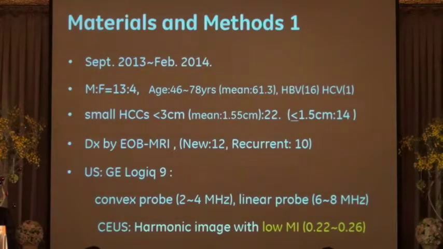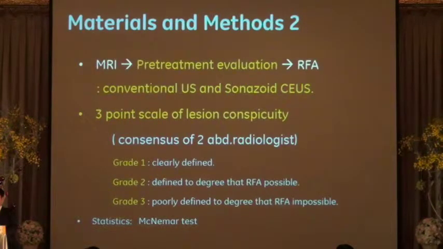Our study population consists of 17 patients who had 22 small HCC less than 3 cm and had pre-treatment evaluation including conventional and Sonazoid CEUS. Among them, 14 HCC were 1.5 cm or less. All tumors were diagnosed by EOB MRI. We used the GE Logiq 9 machine with a convex and linear probe. Pre-treatment evaluation was performed with conventional US first and Sonazoid CEUS second, both in the same session.